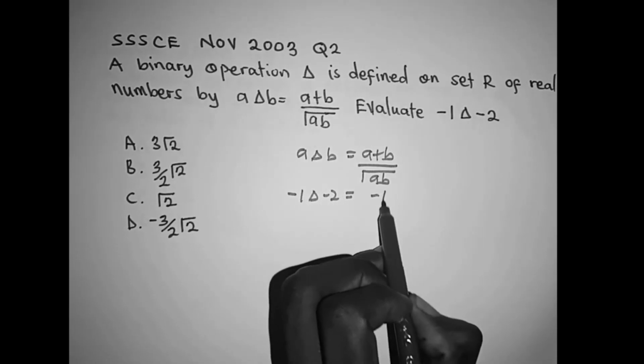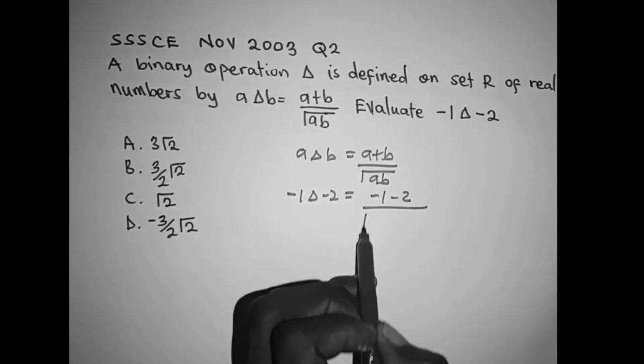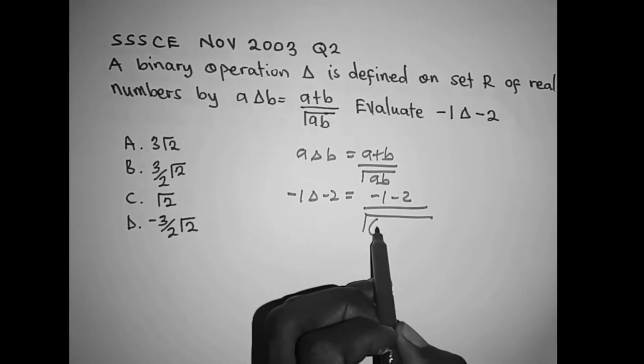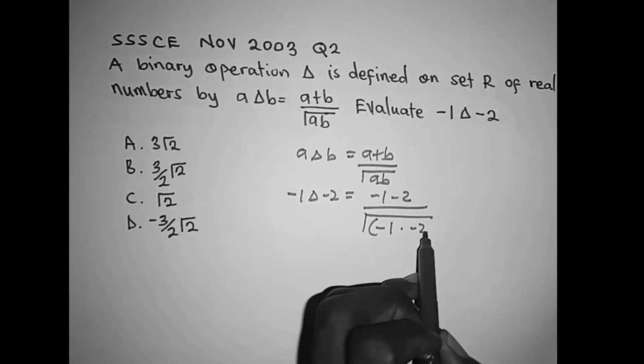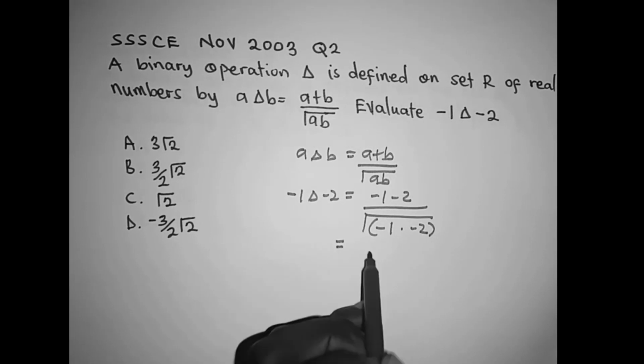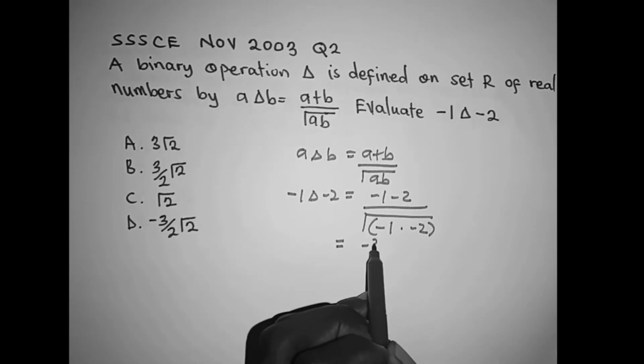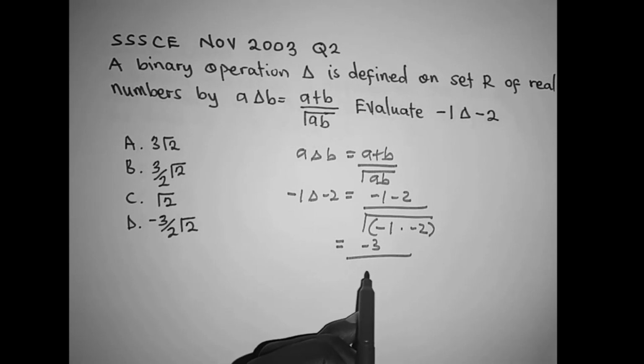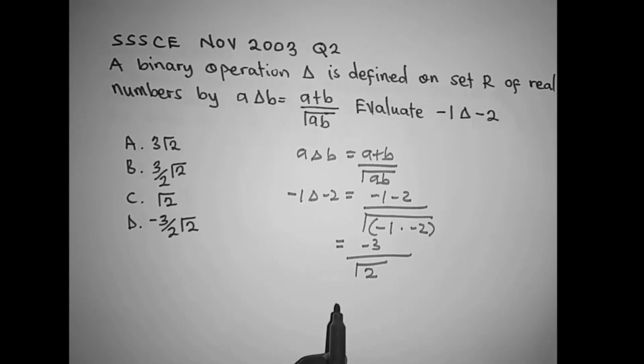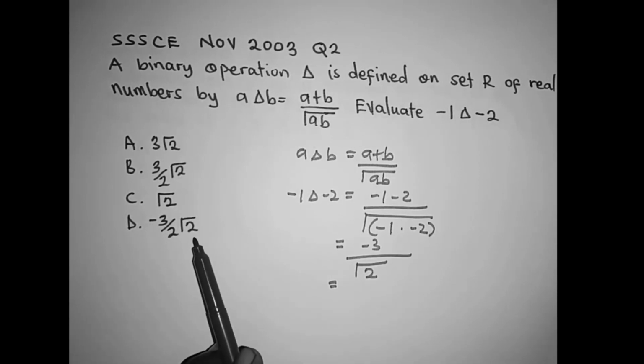So this becomes minus 1 minus 2 over square root of, in brackets, minus 1 times minus 2. This is equal to minus 1 minus 2, which is minus 3, divided by the square root of minus 1 times minus 2, which is 2. So the answer becomes minus 3 over root 2. But we don't have that in our answer.